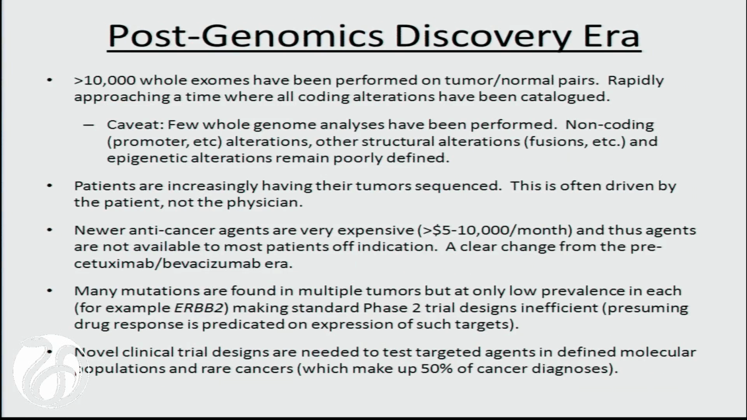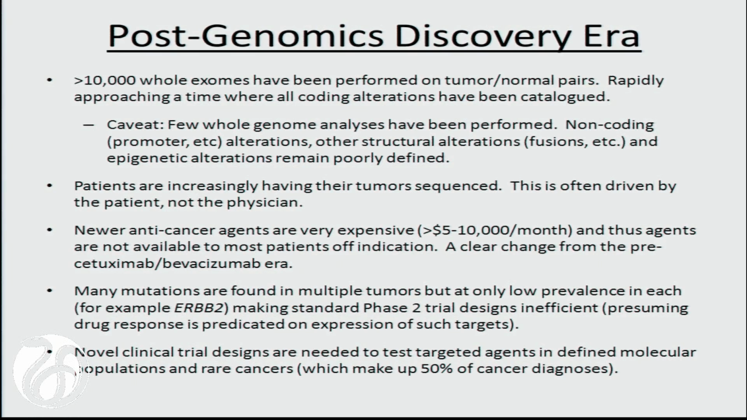Okay, so I'm just going to introduce quickly one concept, which we're calling sort of the post-genomics discovery era here. And this is really based upon the evidence that very soon we're going to have sequenced over 10,000 whole exomes from patients with cancer. And what we're finding is that as we're doing more and more of these, we're not really discovering a whole lot of new cancer genes. We're really finding the same genes that we already knew about, maybe in different diseases that we knew they were present before, and in different combinations, different concurrent combinations.